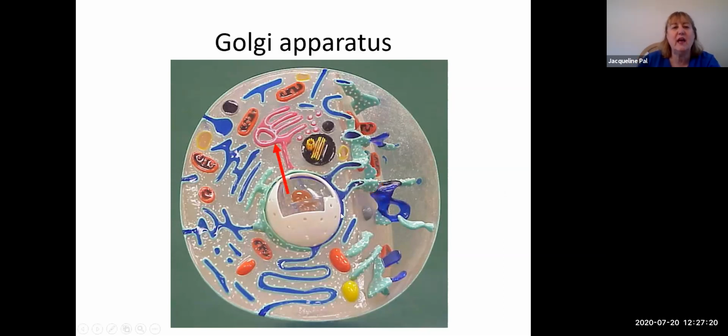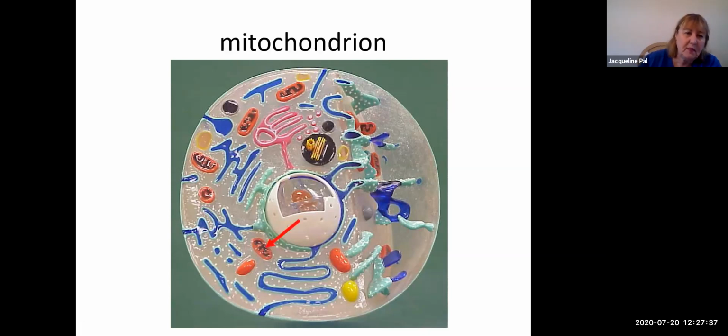The next is the Golgi apparatus. If you recall, it's like a bunch of flattened pancakes, stacks put together, so that's the Golgi. And then pinched off the Golgi are these little vesicles, which are going to carry substances throughout the cell.